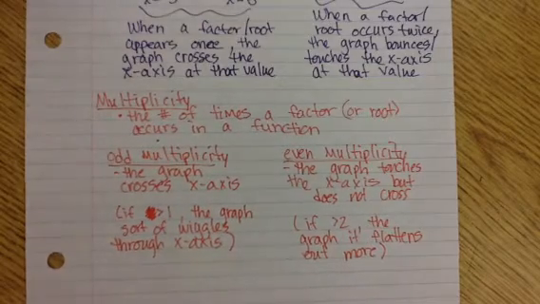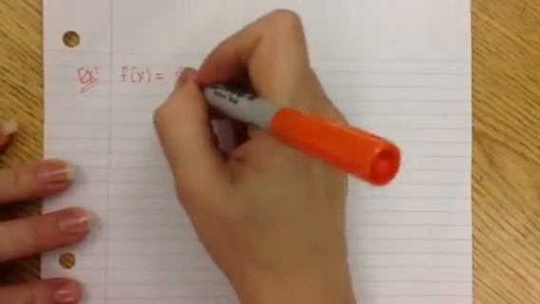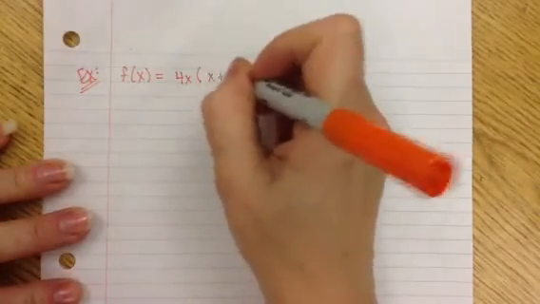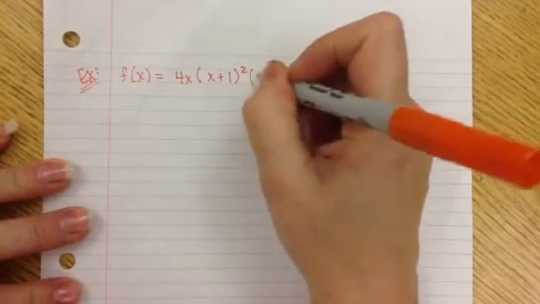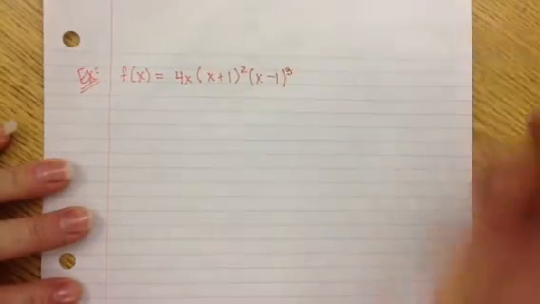So let's look at an example of a function and talk about the multiplicity of the roots. So here's an example. This one I'm going to have all factored out for you. So I'll have 4x times x plus 1 squared times x minus 1 cubed.